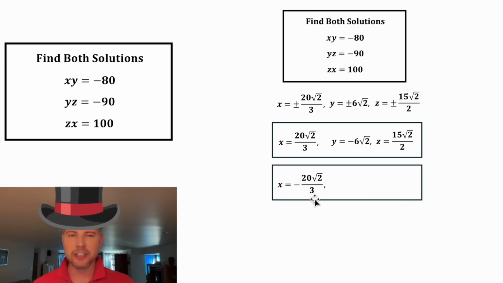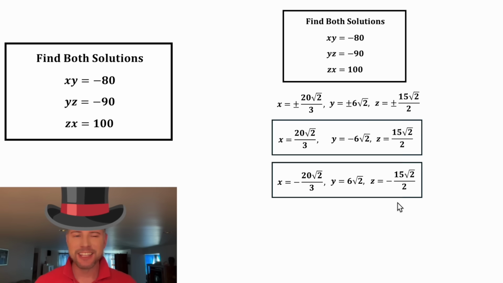Now let's do the same thing for the negative value of x. Since x times y is equal to negative 80, that means y would have to be positive. So in this scenario, y would be equal to positive 6 root 2. And then since yz is equal to negative 90 and y is positive, z would have to equal the negative value. At this point, we're done.